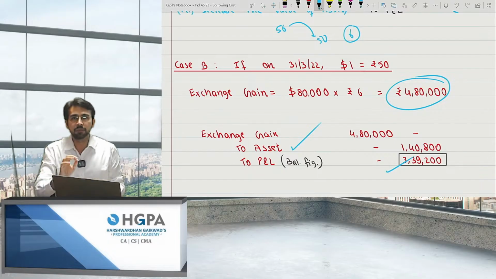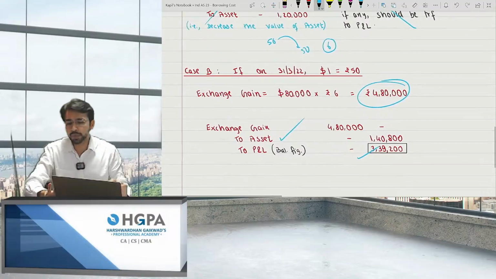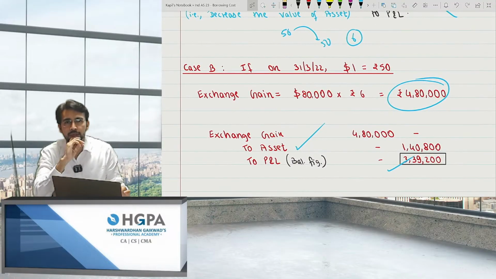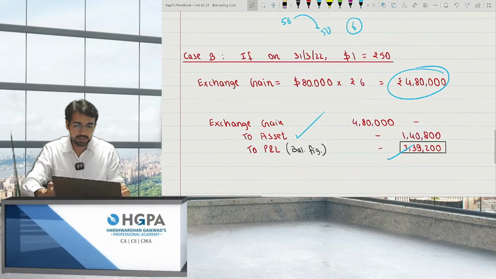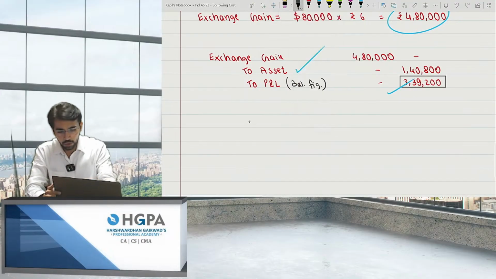Okay, so I hope this point is clear. All the two cases, case A and case B also. If you have any query, please tell me. I'll give you one more example to make you understand this concept. There is the foreign exchange. Loan taken in foreign currency. This is one of the important questions, okay?